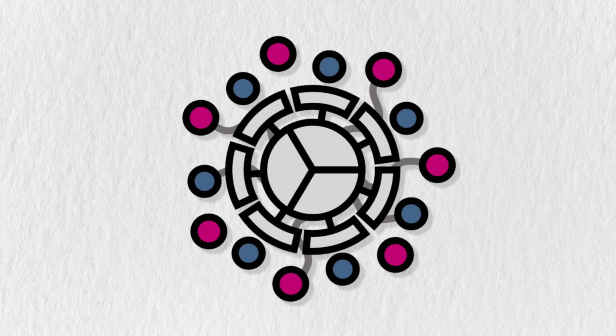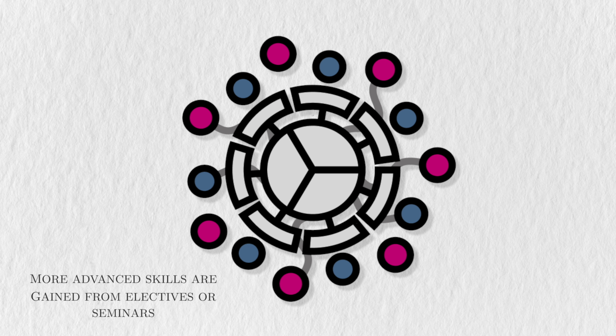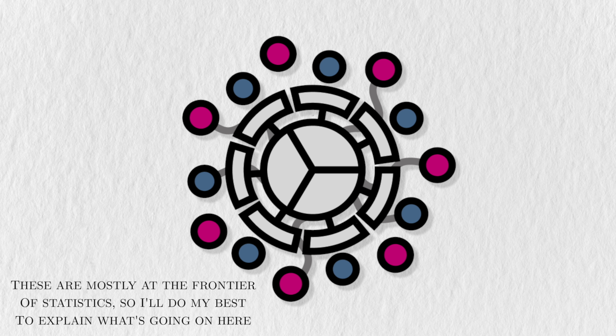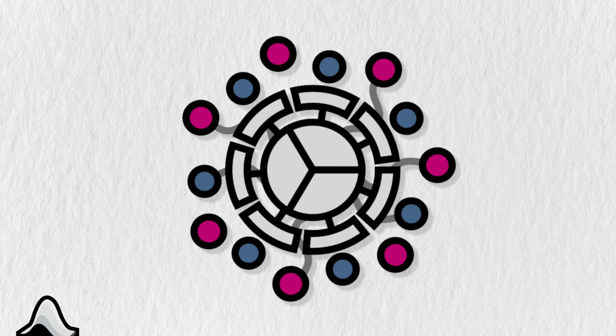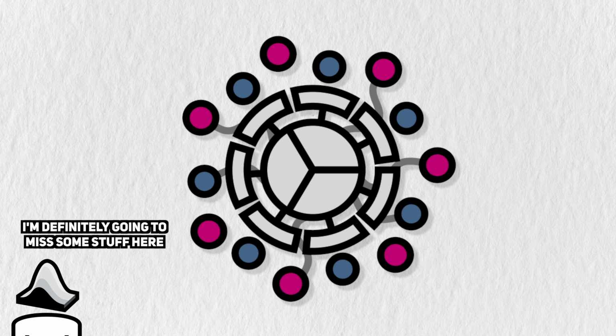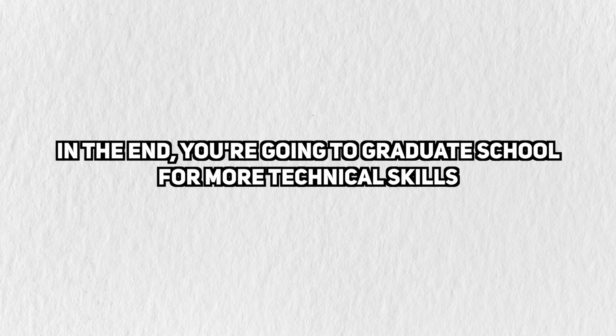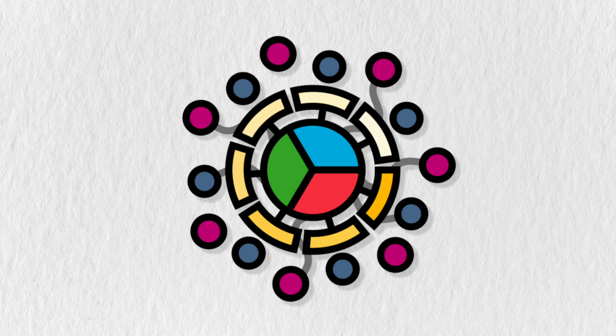Beyond the shell are what I call advanced skills. You'd pick up these skills from elective courses or even seminars. I won't go into these in depth, but I still want to show you what advanced statistics looks like. I'm definitely going to miss some specialized areas of statistics in this video, so if there's anything important I've missed, let me know in a comment below so I can gather them for everyone to see. In the end, you're getting a graduate degree for technical skills, so it would be good to know what these skills are. Let's look at the core.